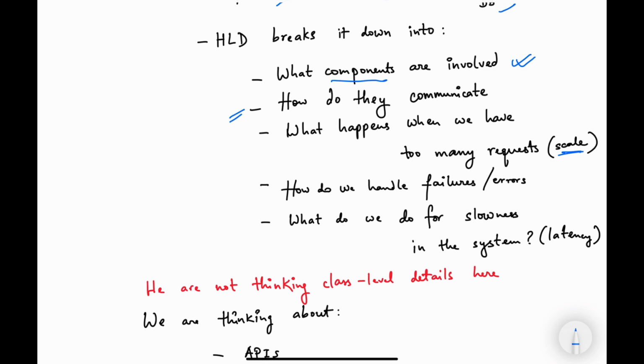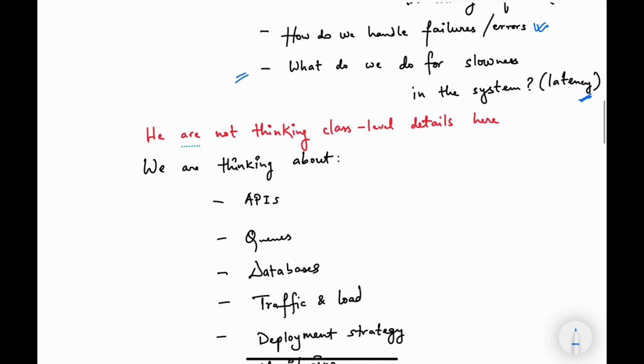The next point that high level design helps us answer is how do we handle failures or errors. What do we do, how do we report, and what actions does our system take, be it in an automated or a manual way, when any failures occur. And the final point that, according to me, high level system design thinking answers is what do we do for slowness in the system, or when we observe latency in the system.